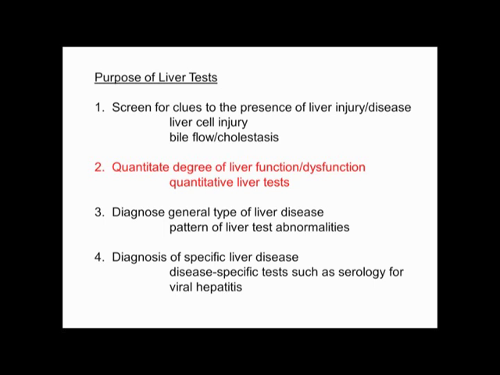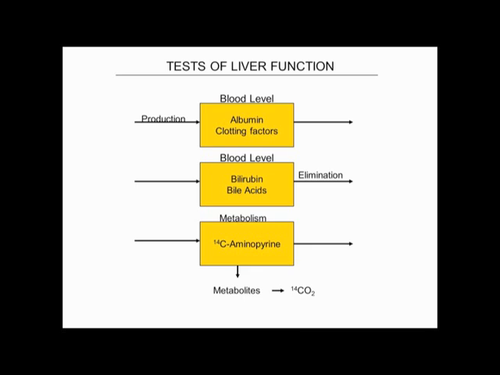How can you tell if the liver is not functioning well? You can do several things. The liver produces stuff, so you can look at blood levels of things that it produces. And that's actually what we do. We look at albumin and clotting factors. You could look at rates of elimination of things like bilirubin and bile acids, but we don't have an easy way to do that. We're not cannulating the bile duct and infusing things and looking at clearance.